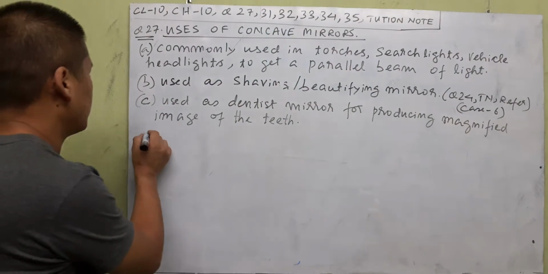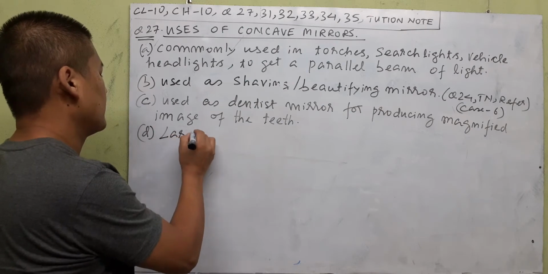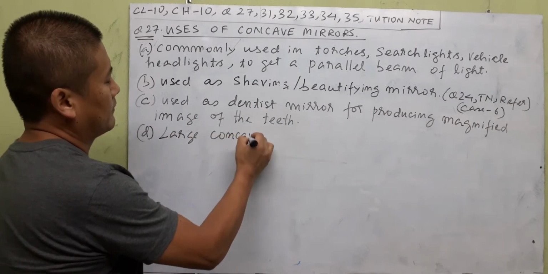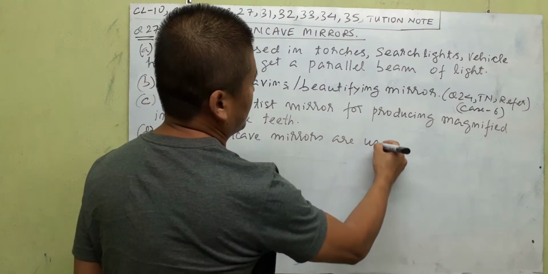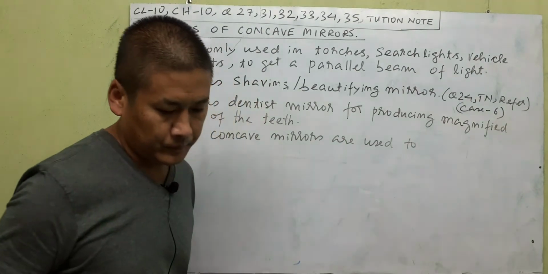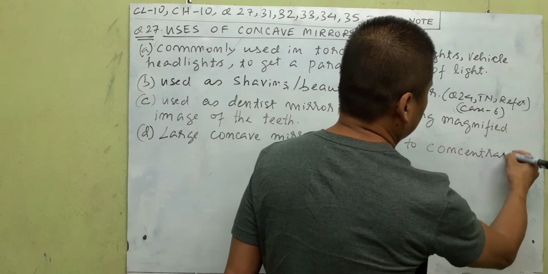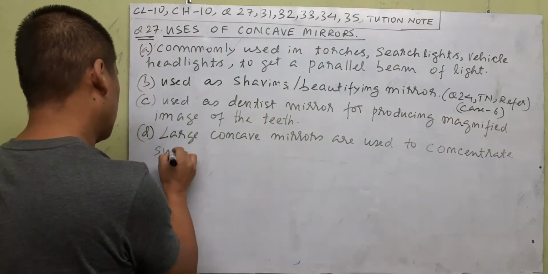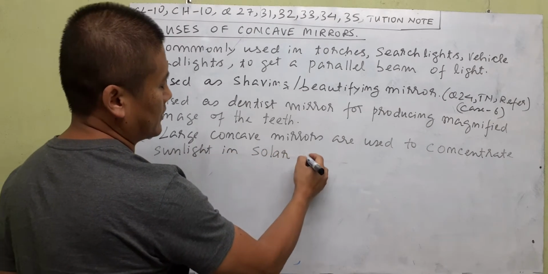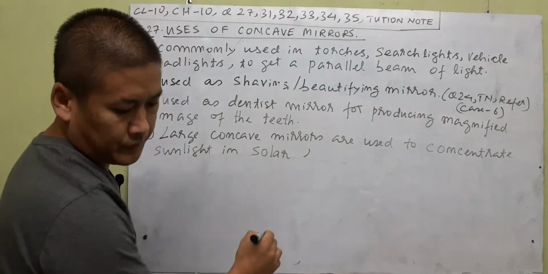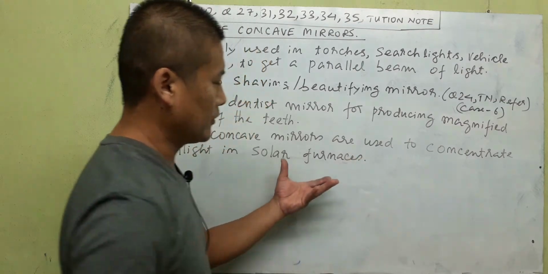Then another use that you can note here, the 4th use: large concave mirrors are used to concentrate sunlight, means collect the sunlight, in solar heaters or solar furnaces. Solar furnaces means the solar heaters for heating water or cooking food.